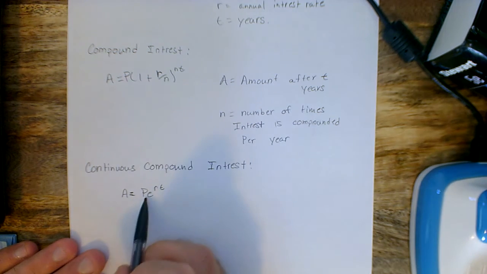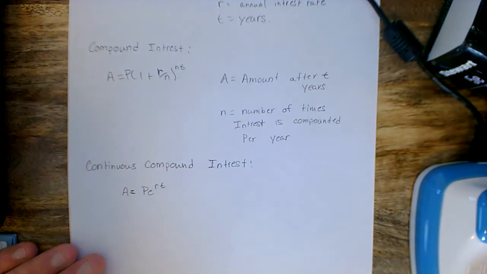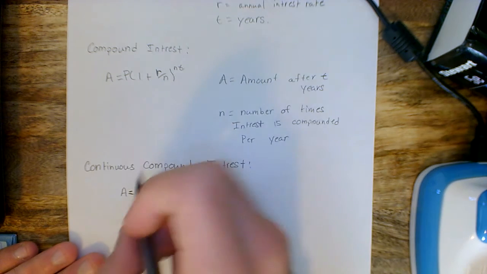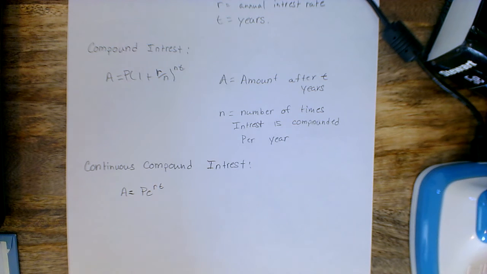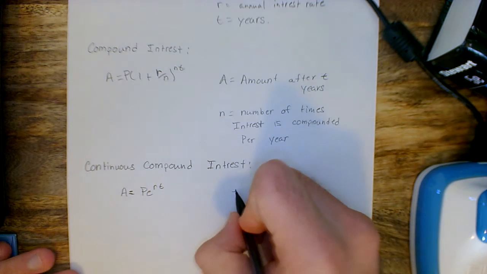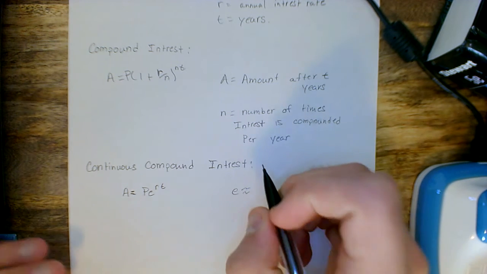Okay, so these A, P, R, and T are the same as above here, but this E is not actually a parameter or variable. It is Euler's number, so it's like pi, right? Pi is just 3.14, goes on and on and on, whereas Euler's number is a similar number that goes on forever, but I'll give you the first couple digits of it here.